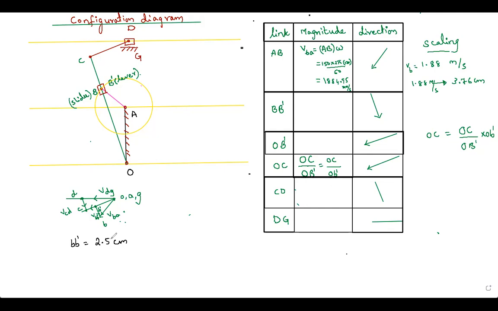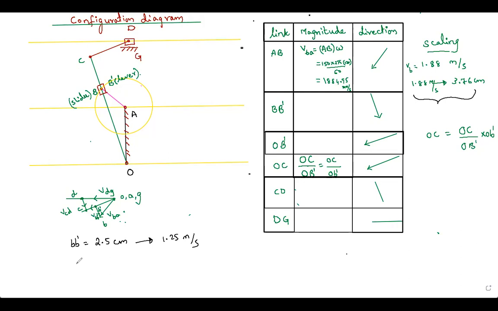Then how do I find out the velocity? Because I doubled it earlier. See here, while I was scaling, I made it into 2, right? So I need to divide it by 2 to get the proper value. So I'm going to divide it by 2. So 2.5 divided by 2 is 1.25, right? Actually it is 1.25 meters per second. It's not 2.5 centimeters.